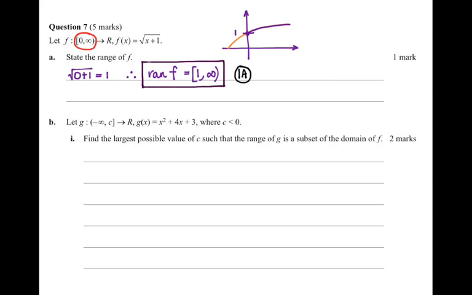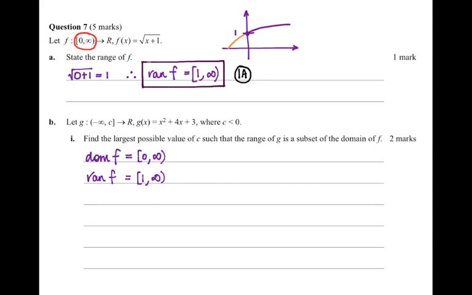Next part of the question. Here we've got to find a value for c in this domain so that the range of this function is a subset of that domain. So let's have a look at what we've got so far. We've got the domain of f and the range of f, and we want to find the range of g so that it's within this domain.